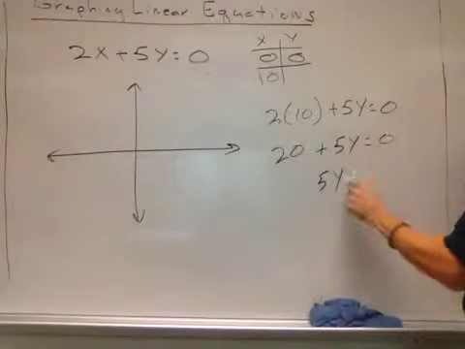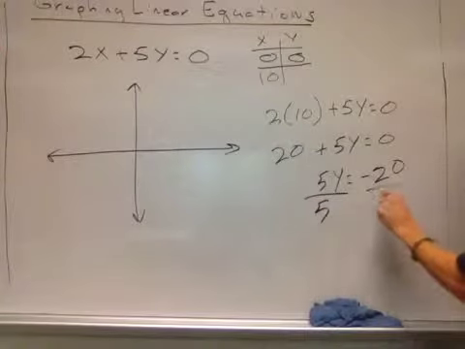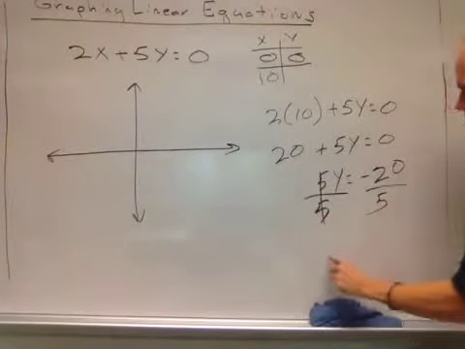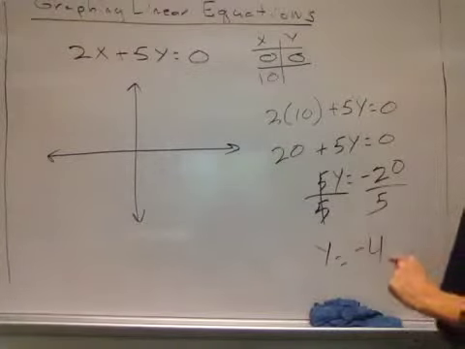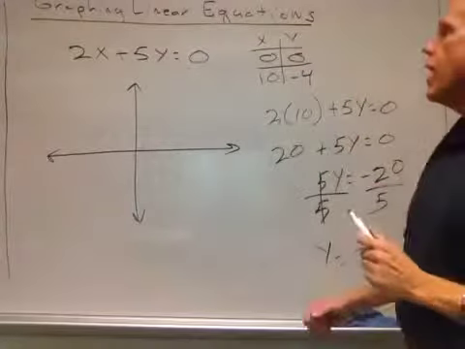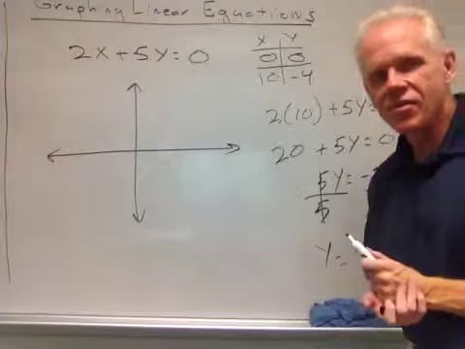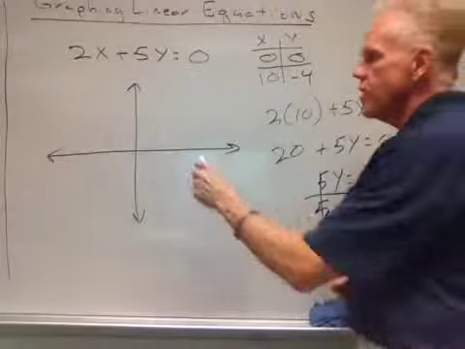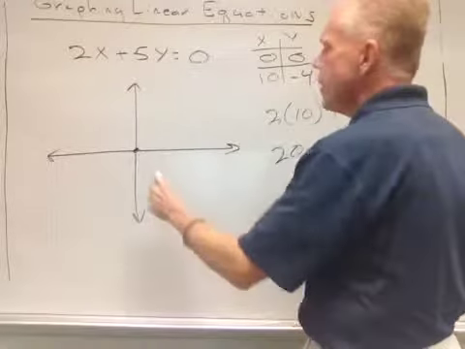5y, move this over here, becomes negative 20. Divide by 5, divide by 5 here. So y equals negative 4. So when x is 10, y is negative 4. So we have 2 points now. I know we got stuck there for a second, but 2 points. Hope you found those points as well. 0, 0, and 10, negative 4.